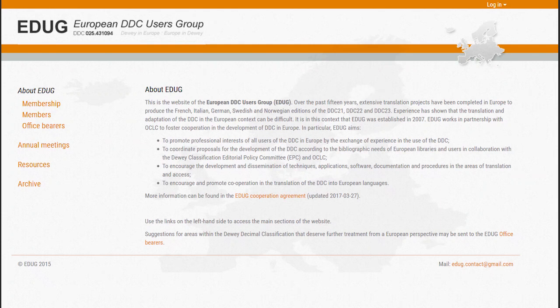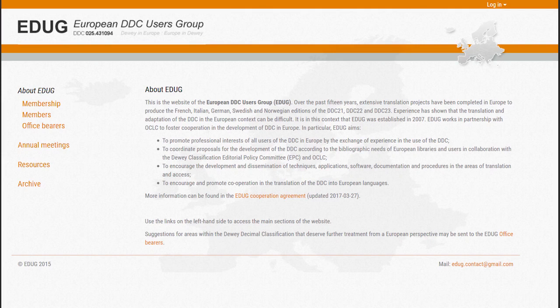You could see here you get different kinds of information. You get information about how to contact us. You can either contact us directly, and there is also, you can't see it, but down at the bottom you have an EDUG mail, sort of. But it's really easy to contact us. Well, we have information about how to become a member, the annual meetings, and we'll talk more about that later.